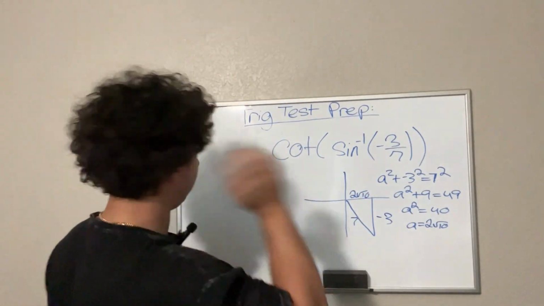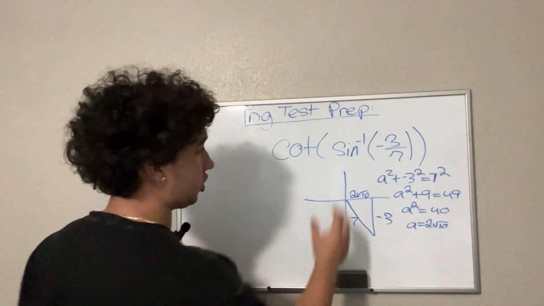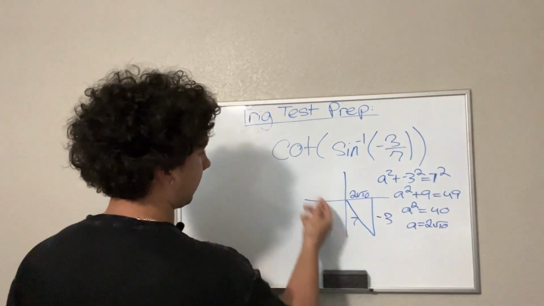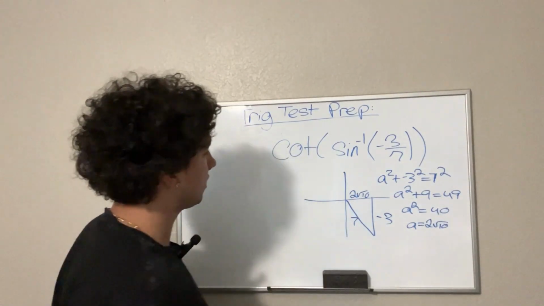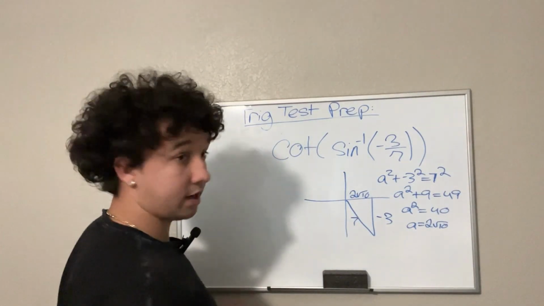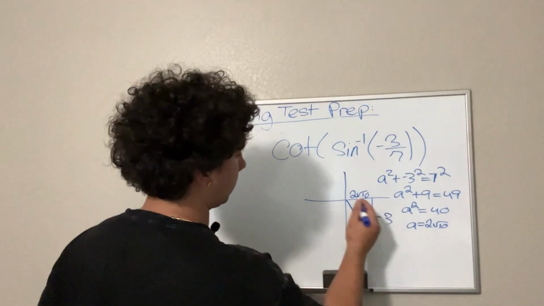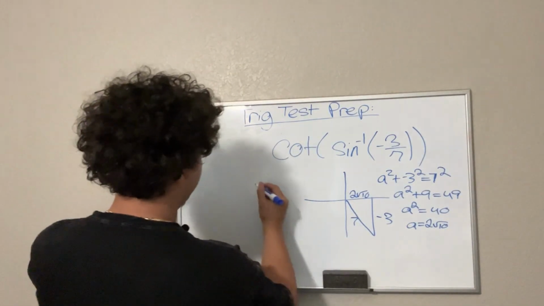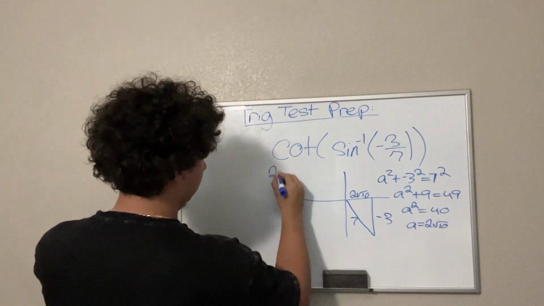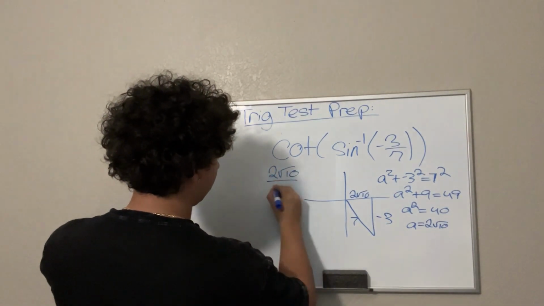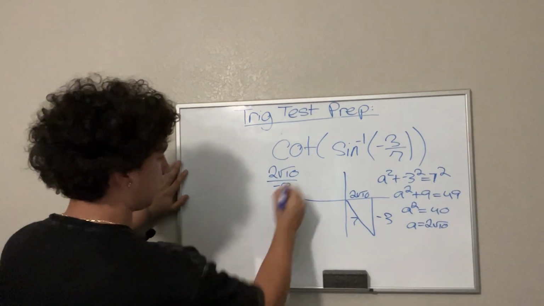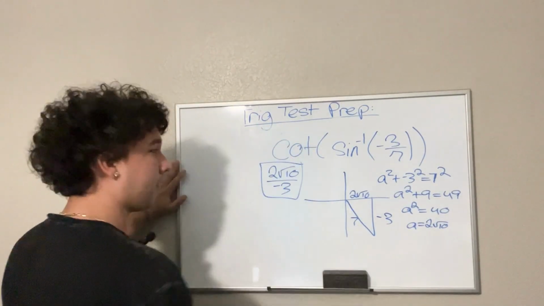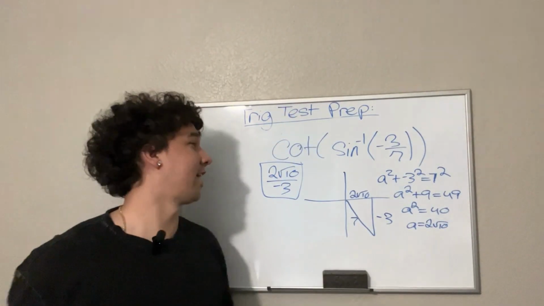All right, so now the inverse sine has done its part. It's showing us where this stuff is. So now I got to take the cotangent of this thing here. Well, cotangent, tangent's opposite over adjacent. So cotangent's adjacent over opposite. That ends up giving me 2 root 10 over negative 3. And look at that. It's actually all good. It's perfect. And that's the final answer for today.